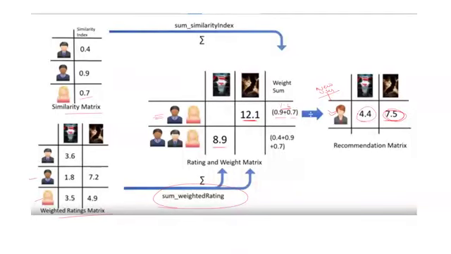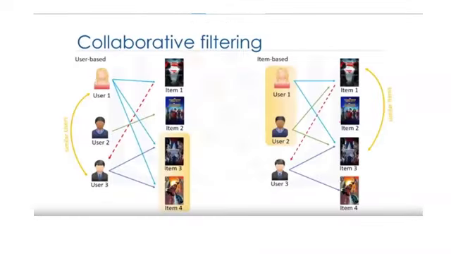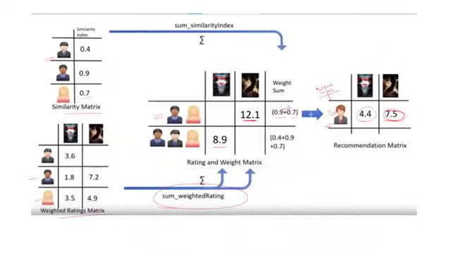So here, if you see, we are using the similarity matrix, which tells me which of the users are similar to this particular user. We are considering that, and we are also considering the ratings provided by these users on the movies or items which have not been watched by this particular user. Based on that, we are calculating this recommendation matrix. So this is the way user-based collaborative filtering works.